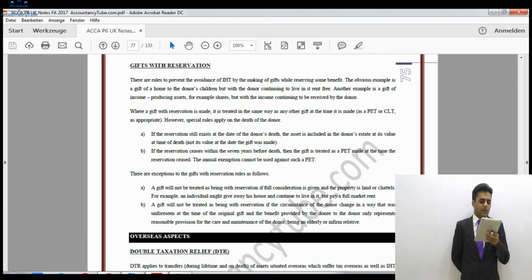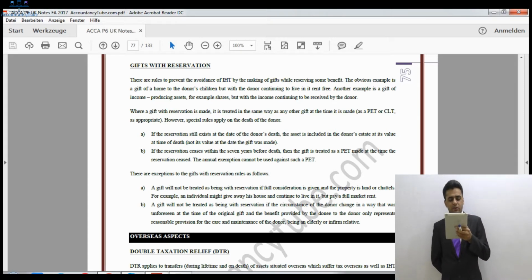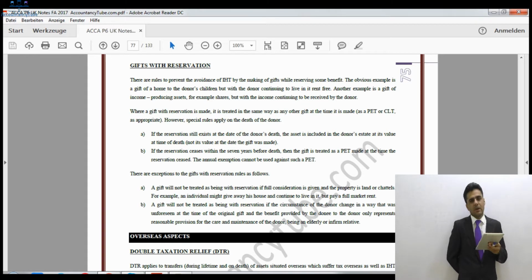Right? Now after that, if the reservation ceases within 7 years before death, now that is a second case. If the reservation ceases within 7 years before that, so I've made a gift of a house and then I continue to live in that house, but then after some time I bought another house, so I lived in that house, and after 7 years I died.